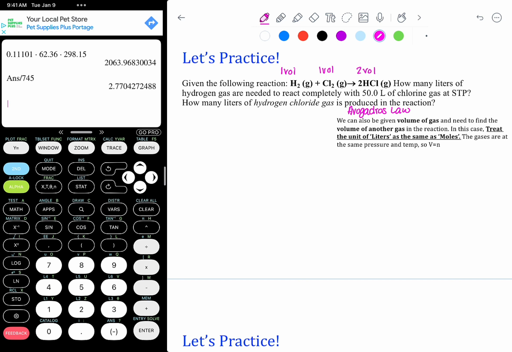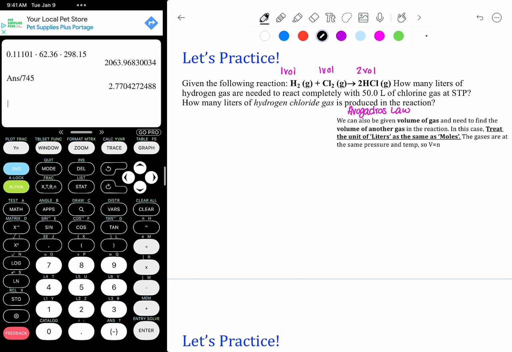So we can also be given a volume of gas and need to find the volume of another gas in the reaction. In this case, treat the units of liters the same as moles. The gases are at the same pressure and temperature, so volume is equal to moles. So our mole to mole ratios are turning into volume to volume ratios. So let's try that.